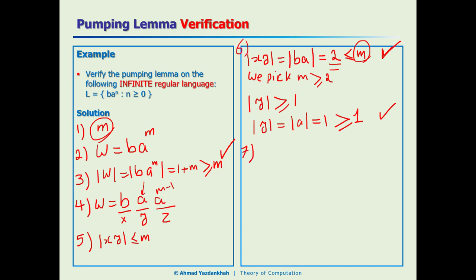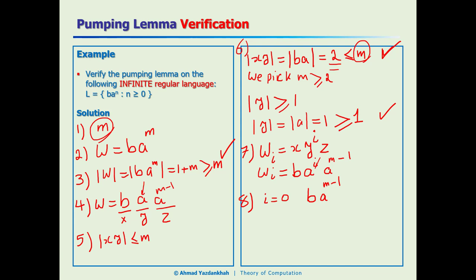Step 7 is creating the strings, so w_i is equal to x, y to the i, z. So our x is b, our y is a to the i, and our z is a to the m minus 1. So this is the w_i, and the 8th step is verifying for several i. So i equal to 0, it will vanish this guy, and it will be b a to the m minus 1.